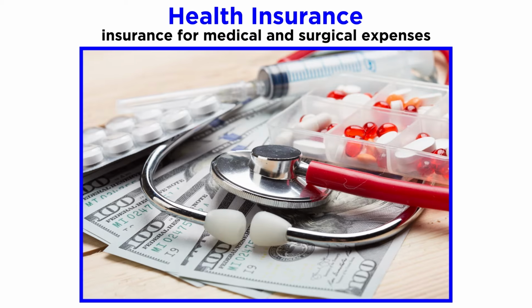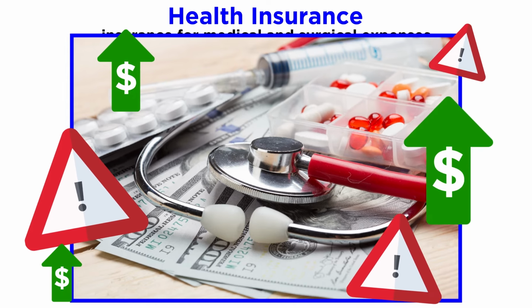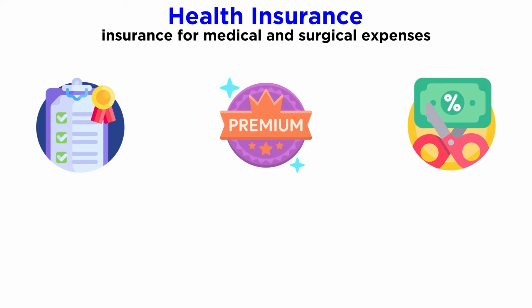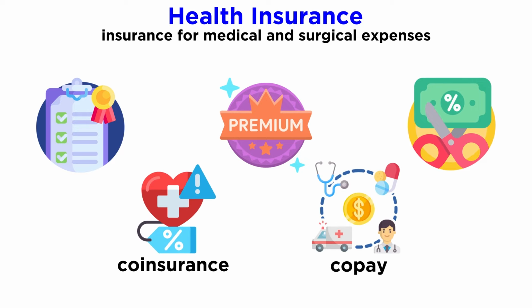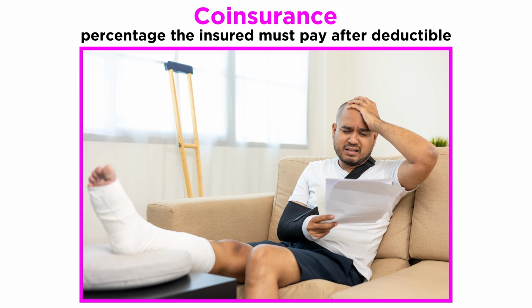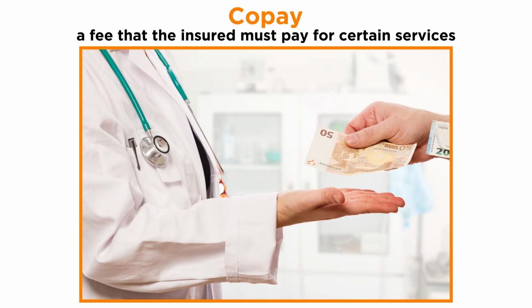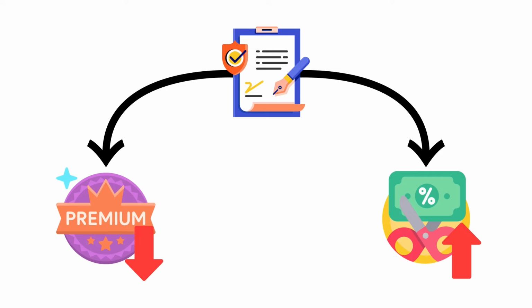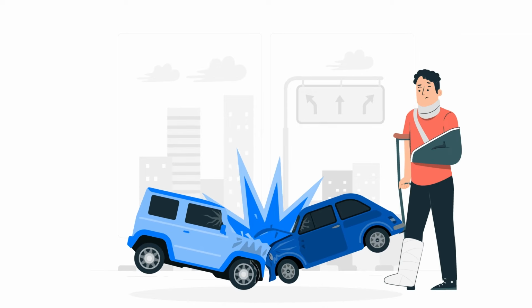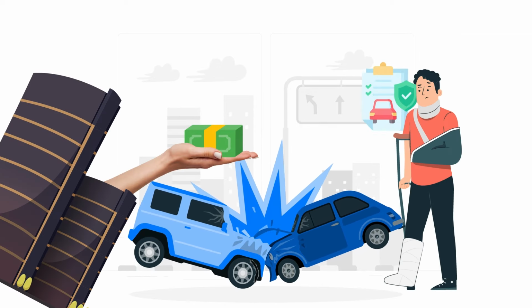Health insurance is insurance for medical and surgical expenses. Because medical and surgical care is often necessary in order to stay alive, it is incredibly important, but it can be expensive. In addition to monthly premiums, policy limits, and deductibles, health insurance plans often require co-insurance and copays. Co-insurance is a percentage of healthcare costs that the insured must pay even after they've met their deductible. A copay is a fee that the insured must pay for certain services such as doctor visits and prescription drugs. Often the consumer can save money on their monthly health insurance premiums by enrolling in a high-deductible health plan. However, that can be quite risky if there's an accident, as the insured would be responsible for paying a large amount of money before their insurance benefits kick in.